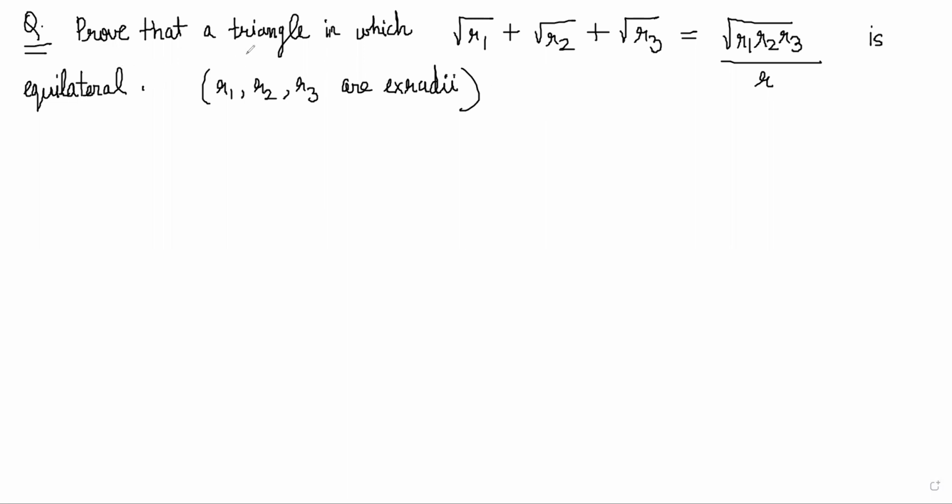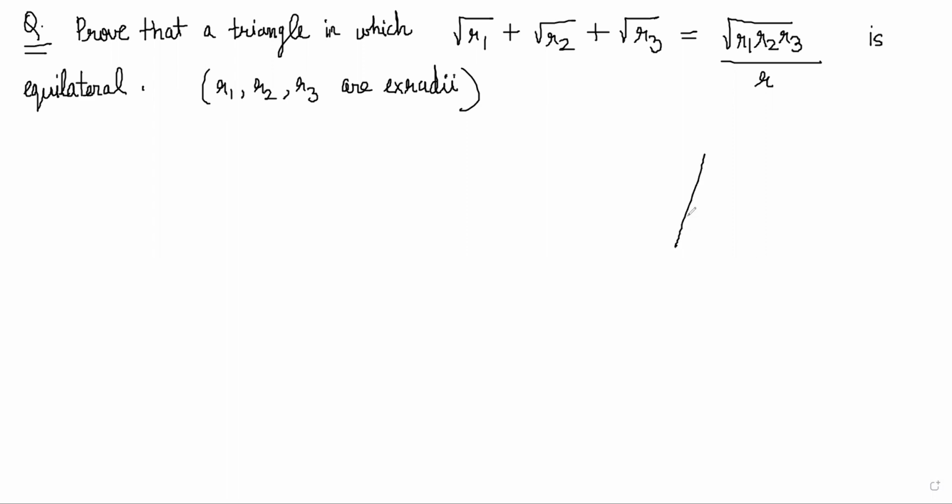It says, prove that in a triangle in which root r1 plus root r2 plus root r3 is equal to root of r1 r2 r3 divided by r, this relation is satisfied, that triangle will always be equilateral. Here, r1, r2, r3 are the exradii.